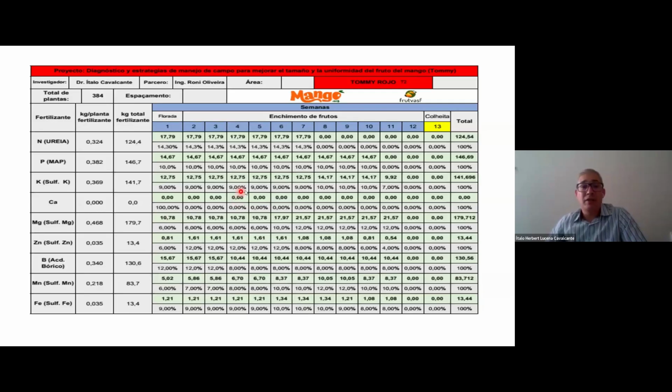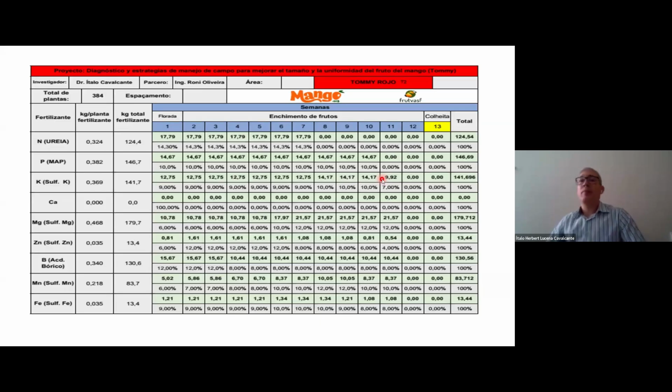So we see here the recommendation table that was applied in the experiments. We see here the flowering, the weekly application proportions. So we made applications up to this week. The harvest occurred over here. And in the case of potassium here, which is applied 2 weeks prior to the harvest.